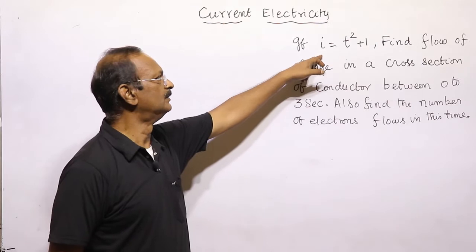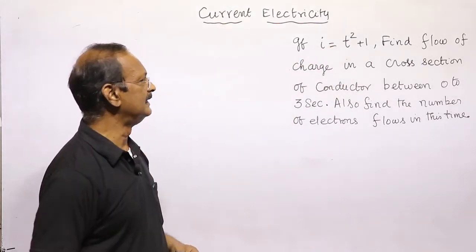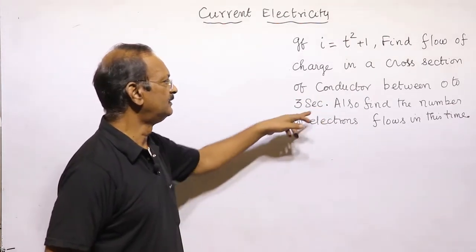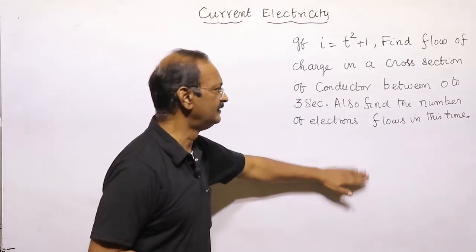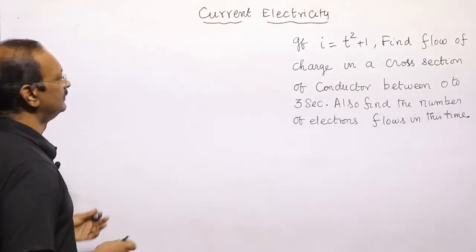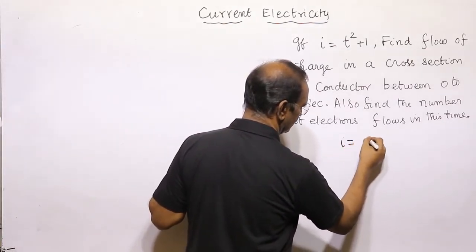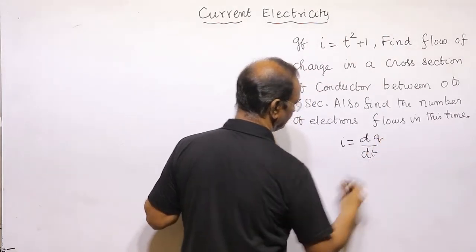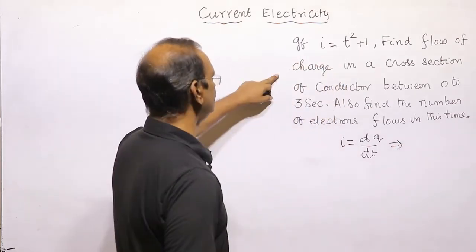If I is equal to t square plus 1, find the flow of charge in a cross section of conductor between 0 to 3 seconds. Also find the number of electrons flow in this time. See, we know current I is equal to the rate of change of charge, and we have to find out charge.